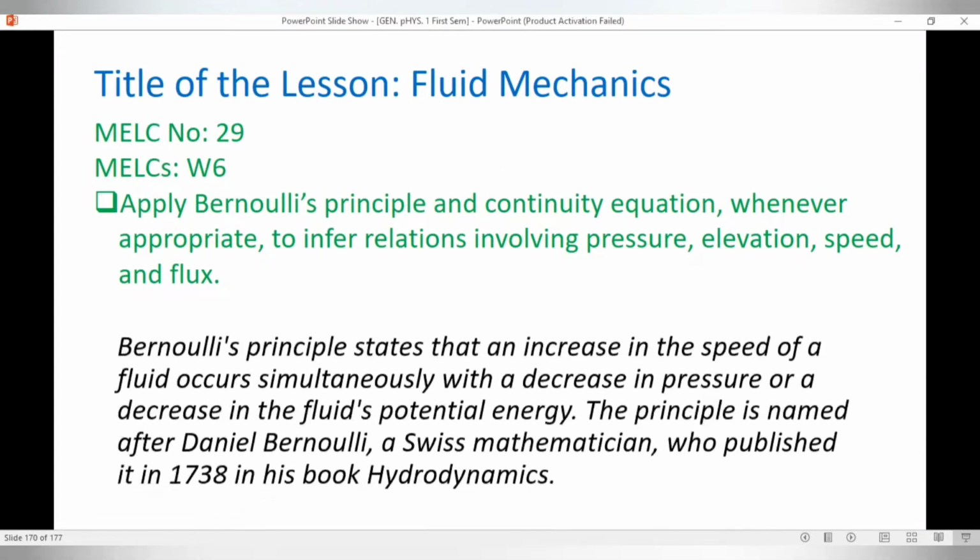Pag sinabi po nating Bernoulli's principles, it states that an increase in the speed of a fluid occurs simultaneously with a decrease in the pressure or a decrease in the fluid's potential energy. And these principles, of course, was named after Daniel Bernoulli, a Swiss mathematician.